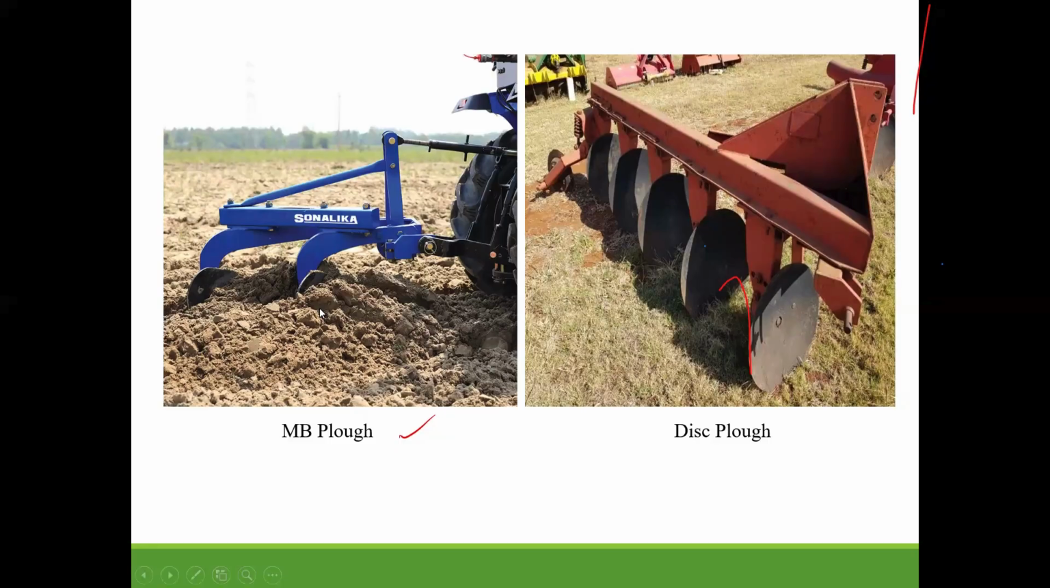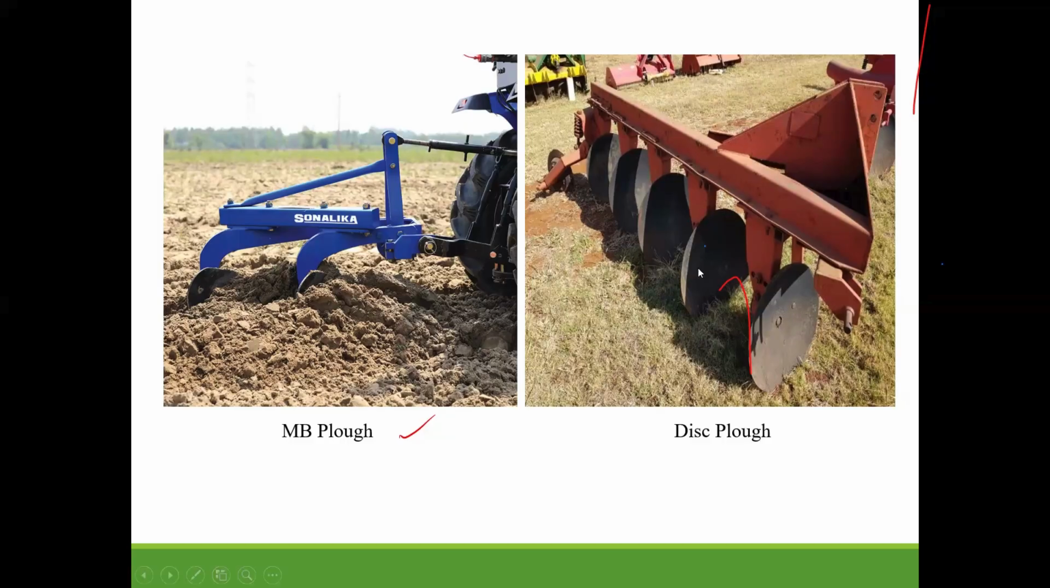So what it will do, it is being hitched to a tractor, and as it is moving forward, it breaks the soil and it will loosen the soil mass. So that hard soil will become loose, so that it provides proper aeration for the crop to grow. So that is the moldboard plow.